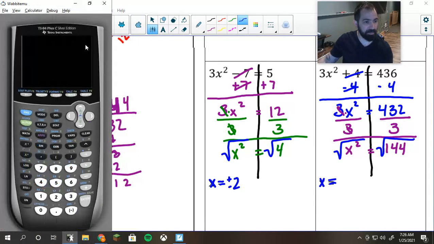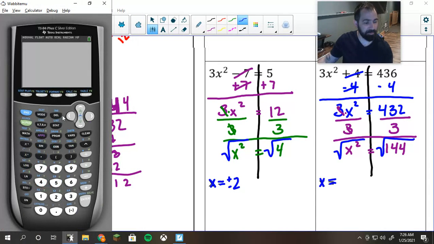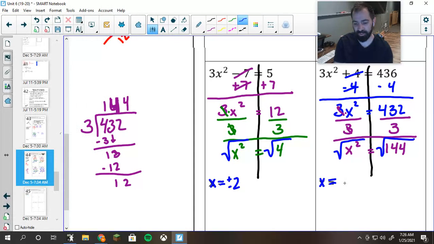We're going to turn our calculator on. We're going to do second square root of 144, which is 12. But remember, it's not just 12. It's positive or negative 12. And you're all done. That's it for page 2 of our notes.